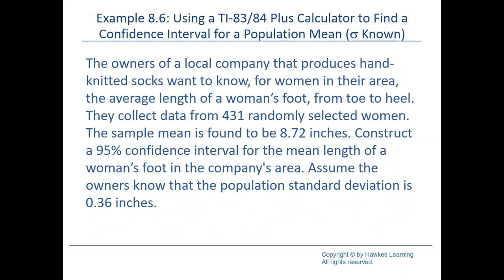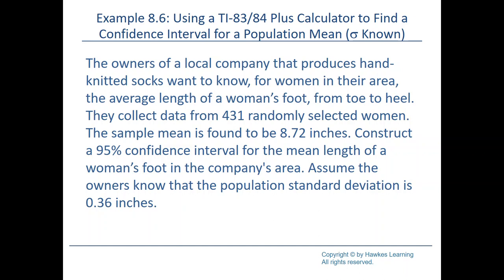Okay, so let's try this again. The owner of a local company that produces hand-knitted socks wants to know, for women in the area, the average length of a woman's foot from toe to heel. We are going to collect our data from 431 randomly selected women. The sample mean is found to be 8.72. We're going to construct a 95% confidence interval for the mean length of a woman's foot in the area, and we are going to assume that we know the population standard deviation, which is 0.36 inches.